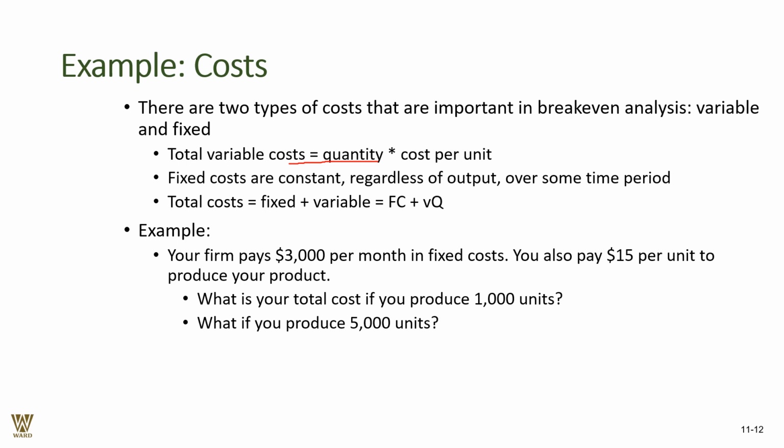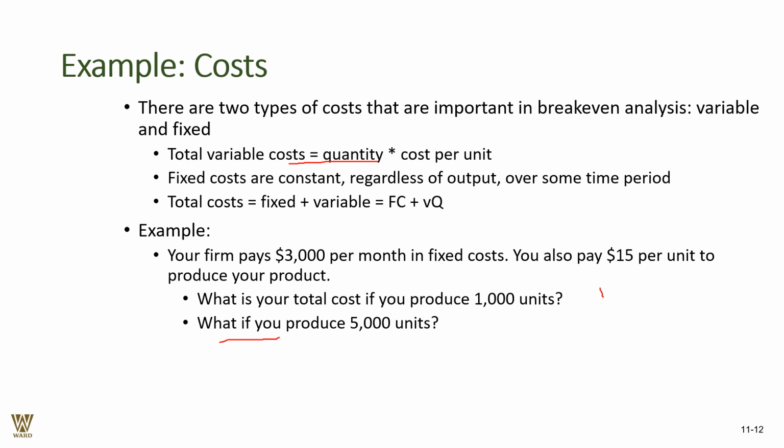So let's say your firm pays approximately $3,000 a month in fixed cost and you pay $15 per unit to produce your product. What is your total cost to produce 1,000 units? That will be 3,000 plus 15 into 1,000, which is 15,000. 15,000 plus 3,000 will be 18,000. What if we make about 5,000 units? Then 15 into 5,000 would be $75,000 plus 3,000, which is $78,000.